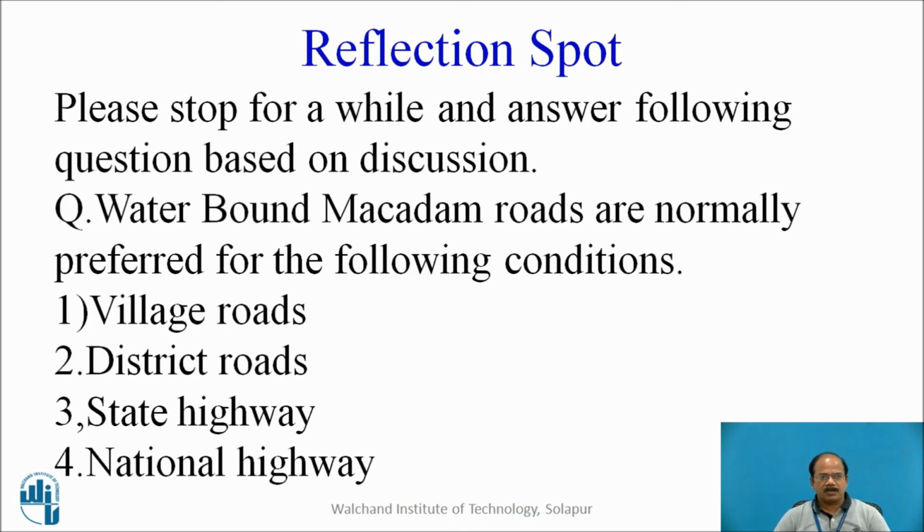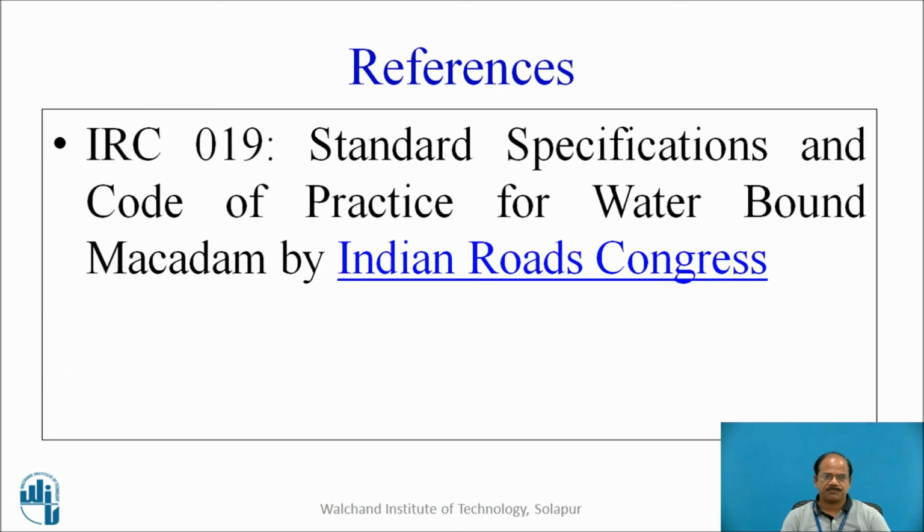Please stop for a while and answer following questions based on our discussion. Water-bound macadam roads are normally preferred for the following conditions. Number 1 is village roads, number 2 district roads, number 3 state highways, and number 4 is national highways. You can choose the best out of these based on our discussions.